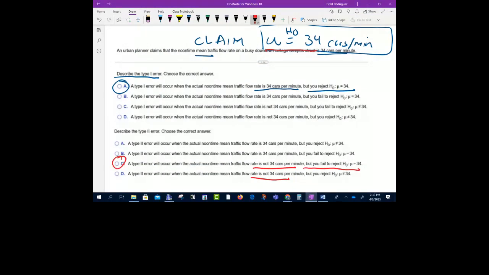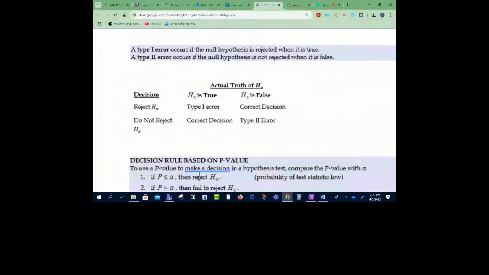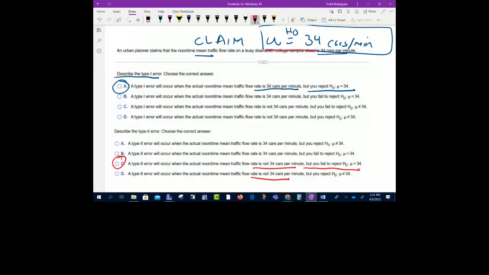That's how I'm using my little table, y'all. That's how we find the type 1 error and the type 2 error. So why didn't you pick A and B? Because let's come back here. If we're doing a type 2 error, look what it says. The H0 is what? False, right? So remember what the H0 was? The H0 was that it was equal to 34. So the H0 is false, so we're going to look for the ones that say it's not equal to 34. Does that make sense? There you go.